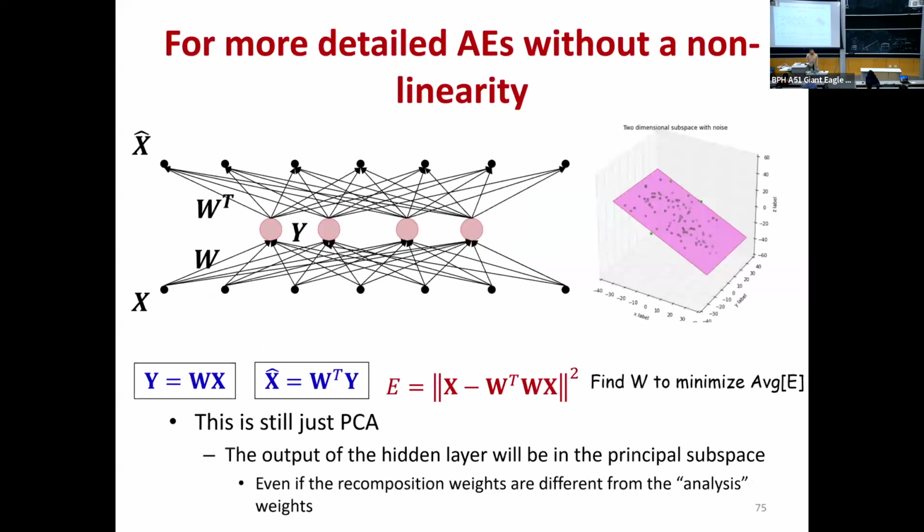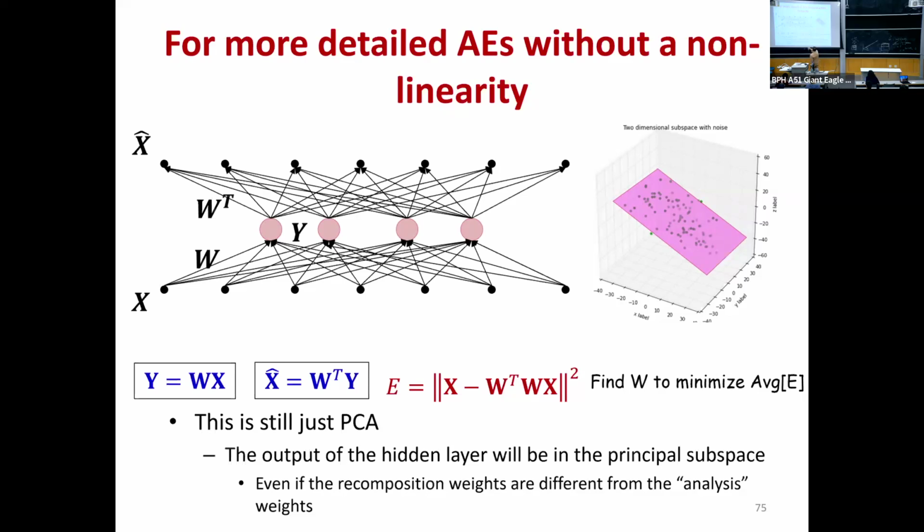Now, if instead of having just one hidden neuron, I had multiple hidden neurons, it's still the same thing. I now have a W matrix. The W matrix can compose a plane. And so when I learn this network, what I'm really learning is the principal subspace, the plane such that when I project all the data onto this plane, the projection error is minimized. Make sense?